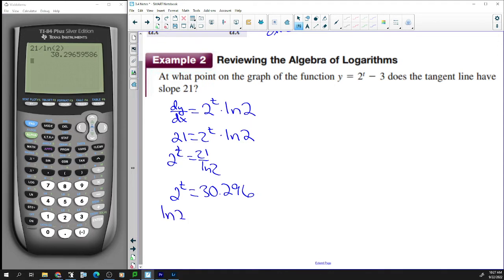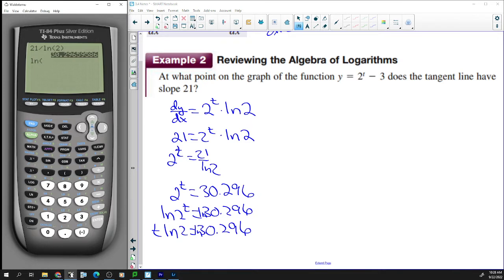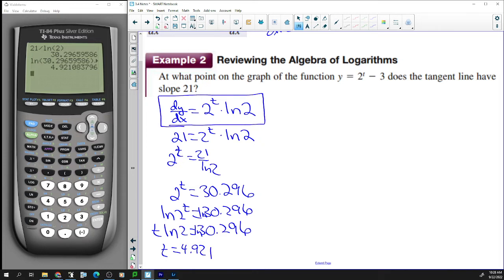So let's take the natural log of both sides. And we can bring down the t. Did I take the natural log of both sides? I didn't. Natural log, natural log. So natural log of this value divided by natural log of 2. So t is equal to 4.921. But more to the point is this right here. That's the derivative of 2 to the t. Everything else is just what they can ask you along with taking the derivative.